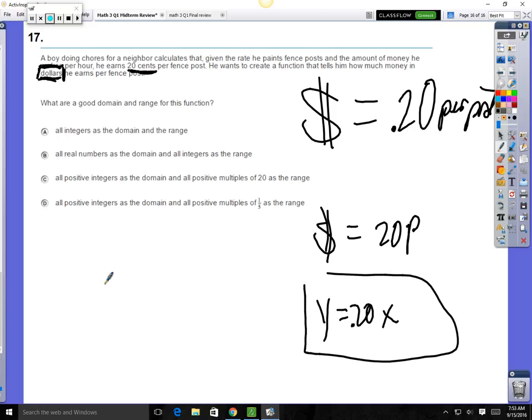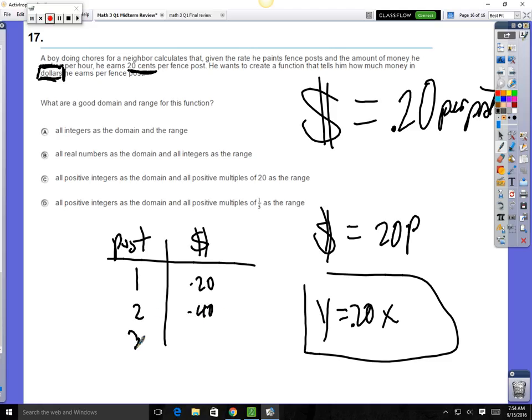So your table, the x is post and the y is money. So if he does 1 post, he gets 20 cents. 2 posts, 40 cents. 3 posts, 60 cents. 4 posts, 80 cents. Okay, so what's a good domain? Domain is the x, so the domain is the post number, and the range is the y, so the range is your money.